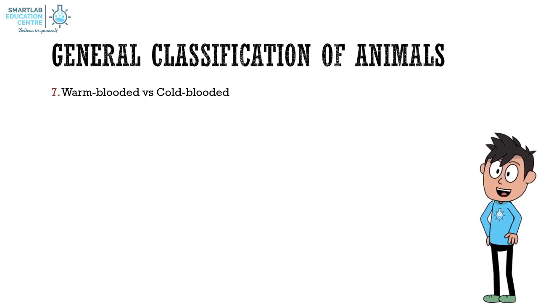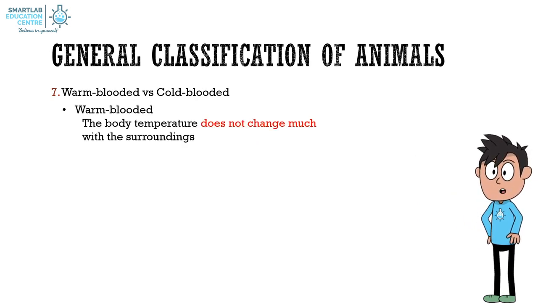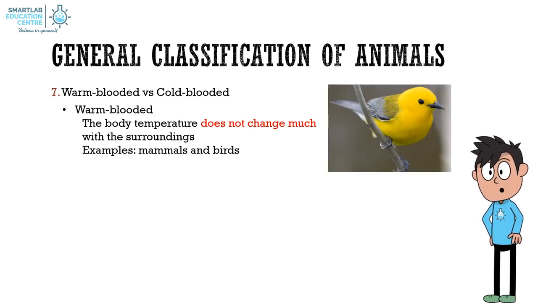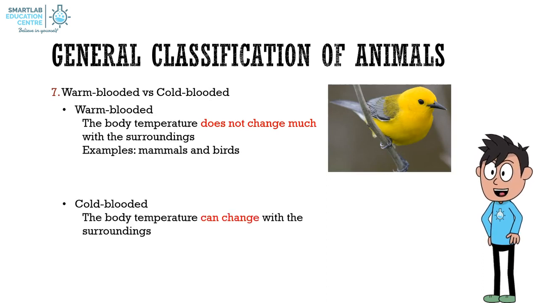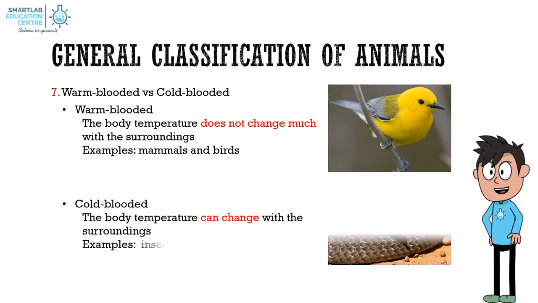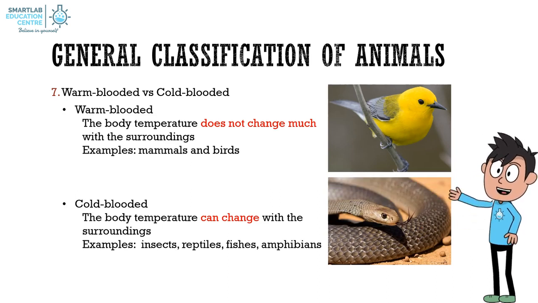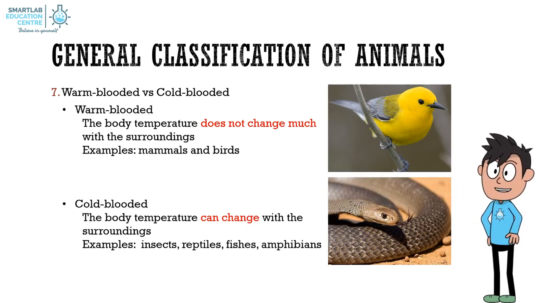Animals can also be classified as either cold or warm-blooded. The body temperature of warm-blooded animals does not change much with the surroundings. Examples of warm-blooded animals are mammals and birds. Cold-blooded animals are different as their body temperature can change with the surroundings. Examples of cold-blooded animals are insects, reptiles, fishes, and amphibians.